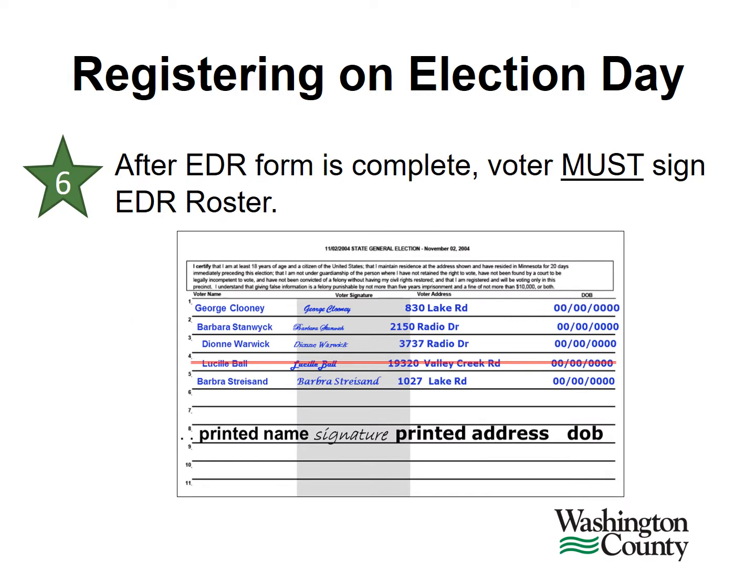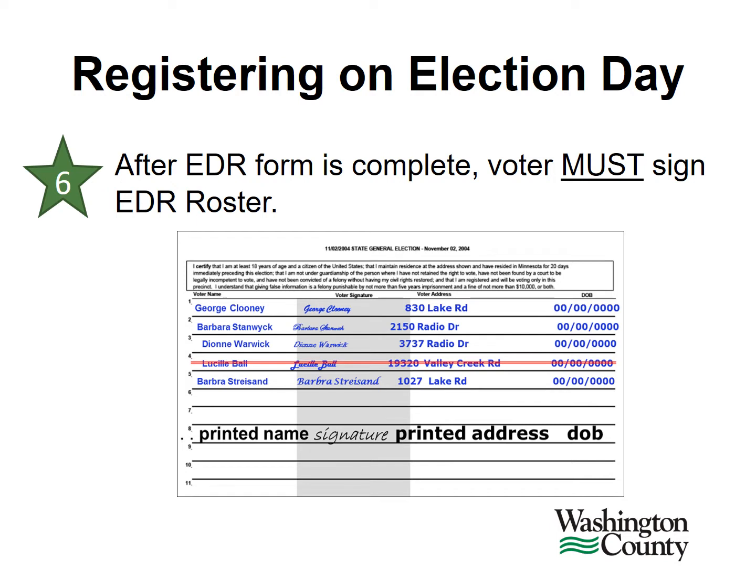Once the Election Day registration form is complete, the voter must sign the EDR roster. Blank roster pages are delivered with the registered voter roster. On the EDR roster, the voter will need to print their name, sign their name, print their address, as well as print their date of birth.